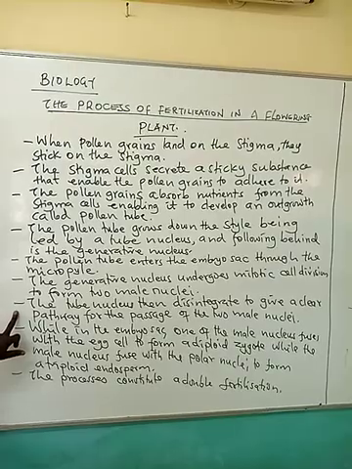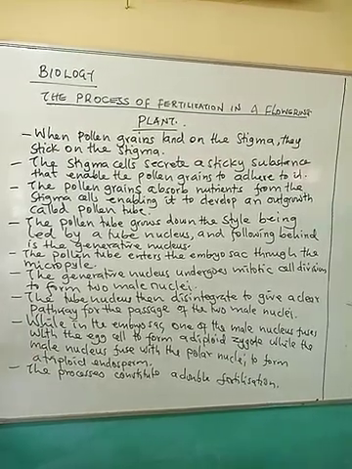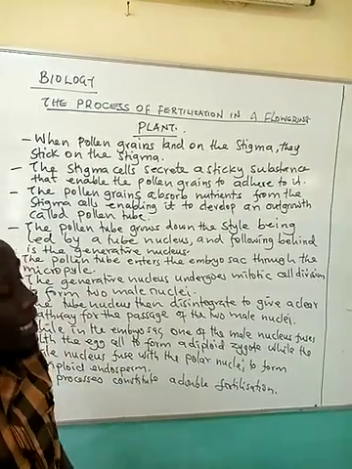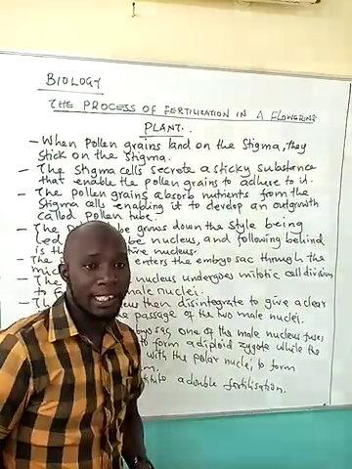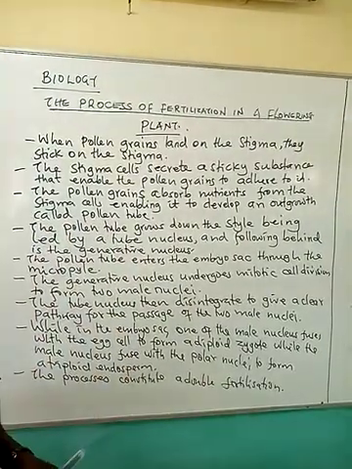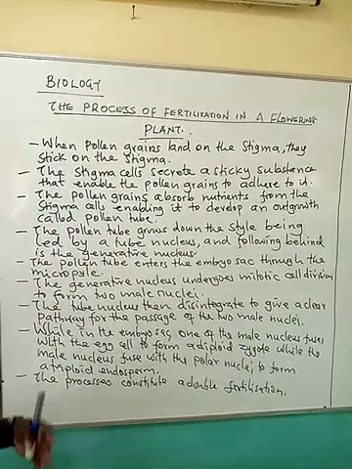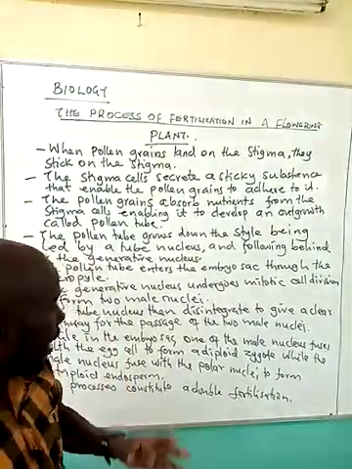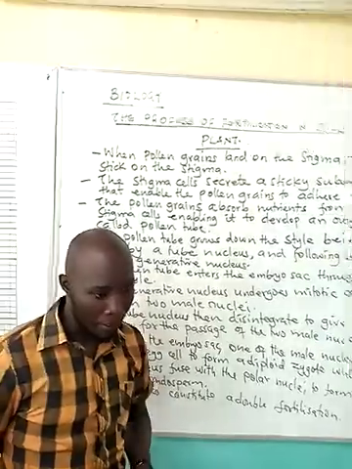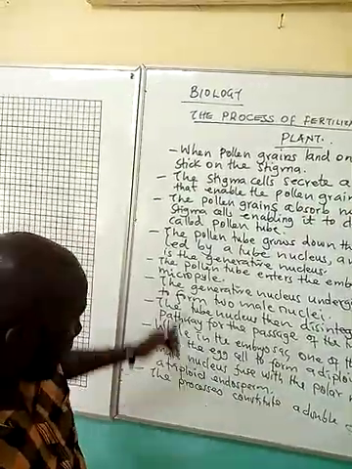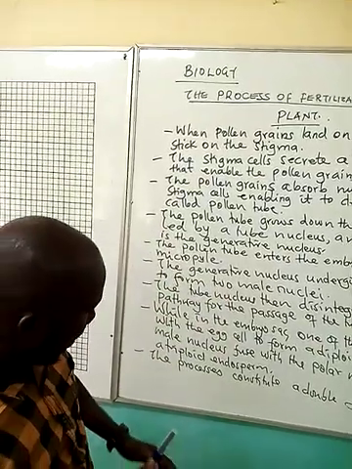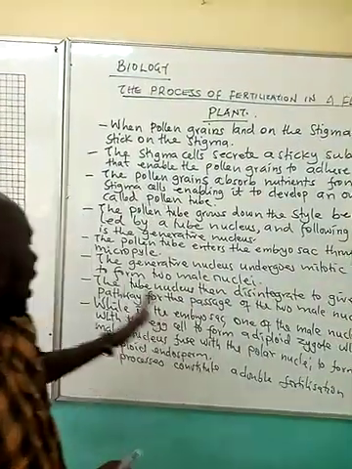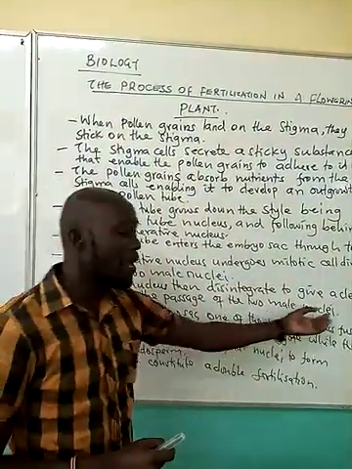As they both enter there, immediately the tube nucleus enters the embryo sac, it is going to disintegrate. What do we mean by the term disintegration? Disintegration means that it is going to break. And the breakdown of the tube nucleus is important because it is going to give a clear pathway for the passage of the two male nuclei that have been formed there. That is, the tube nucleus disintegrates to give a clear pathway for the passage of the two male nuclei.